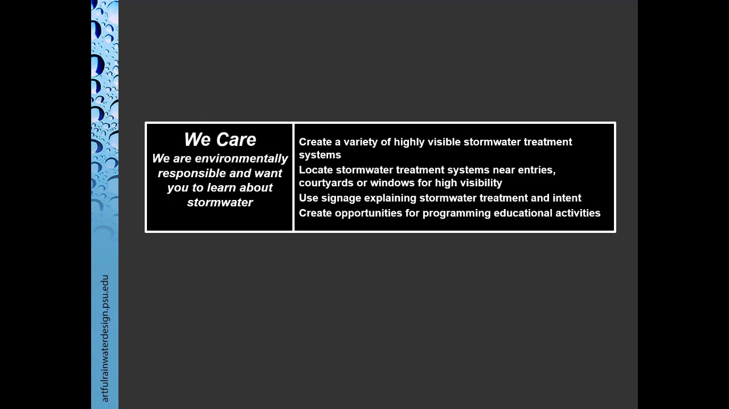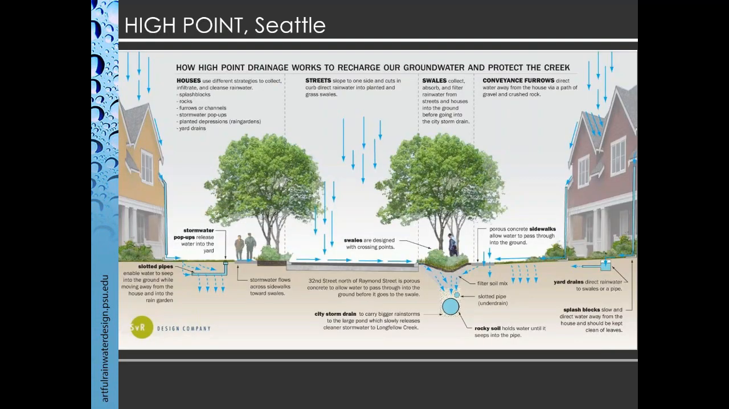With we care, we want people to understand that we are environmentally responsible, and we want you to learn about stormwater. One of the best examples that we can think of is in High Point, Seattle. This project is about many, many things, but one of the primary organization systems with it is about stormwater. They actually have designed this so there is no runoff from even a 100-year storm. It doesn't all soak into the ground, but it is a location that has a good amount of infiltration.